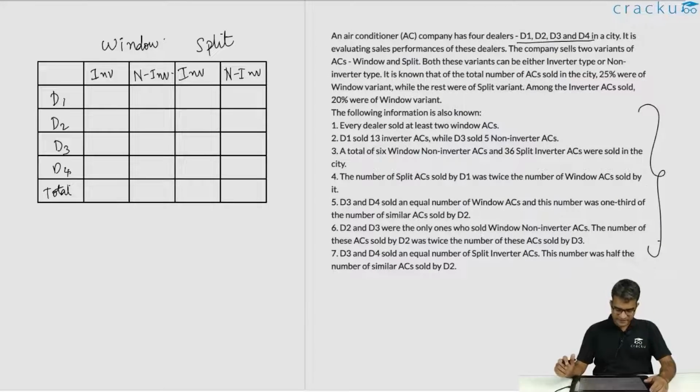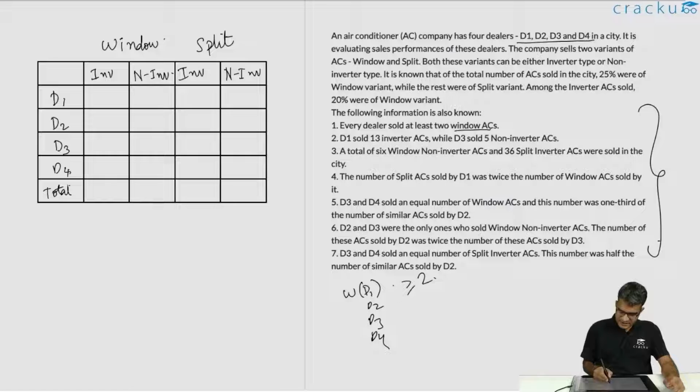Now let us look at the information that is given. We are told that every dealer sold at least 2 window ACs. So the window AC of D1, D2, D3, D4, all of them is greater than or equal to 2. D1 sold 13 inverter AC. So this would imply that if he sold P window type inverter AC, the number of split type inverter AC he sold is 13 minus P. D3 sold 5 non-inverter AC. So for D3, if this is Q, the number of split non-inverter AC is 5 minus Q.